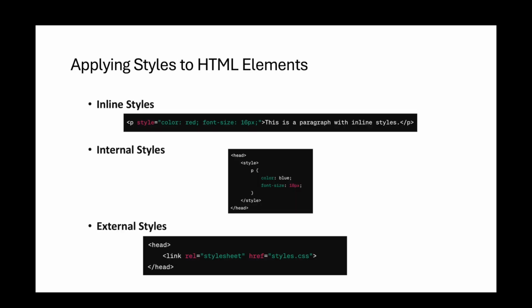Applying styles to HTML elements. Inline styles. Inline styles are CSS styles applied directly to individual HTML elements using the style attribute. Inline styles override any external or internal styles defined elsewhere. Example: p style equals color red, font-size 16px, This is a paragraph with inline styles.